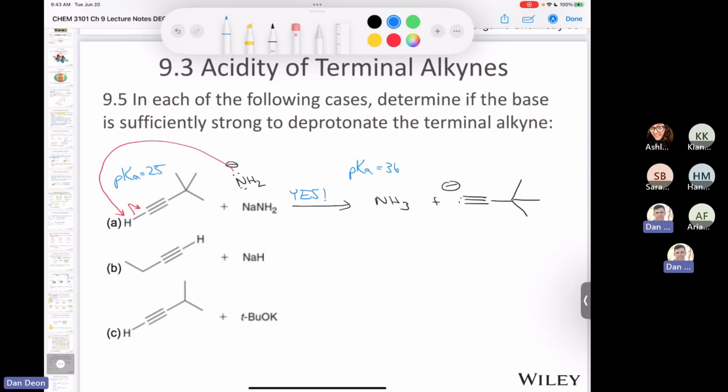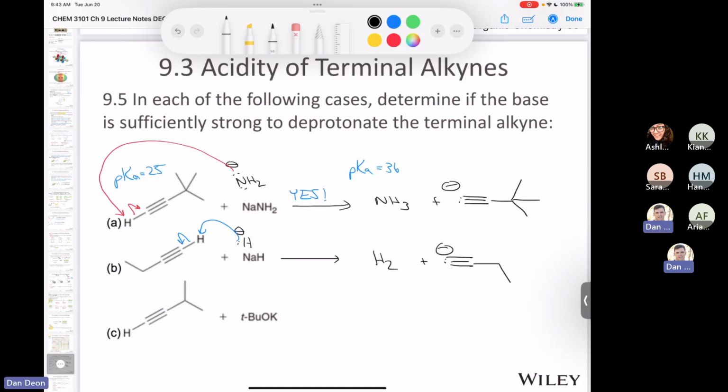Now, I already told you that sodium hydride is going to work. You could practice your mechanism again here, our proton transfer. So we're going to rip off this proton and make the alkanide. So this is obviously going to work as well. So we end up with hydrogen gas once the hydride takes a proton, plus the alkanide, which looks like this.